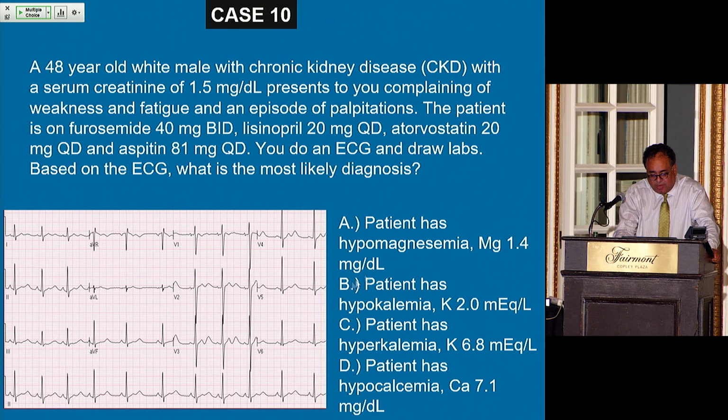This is the electrocardiogram, and you have 4 possible scenarios. In your notes, you see a bigger EKG, so you should be able to look at it. And you just have to choose between these 4 options.